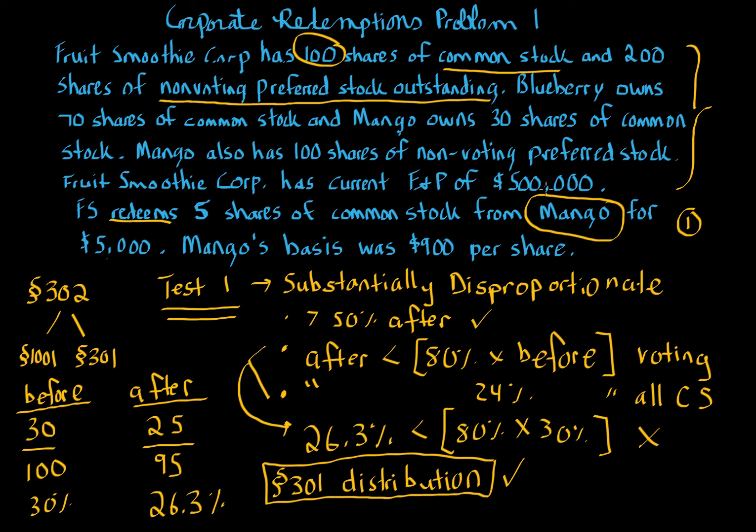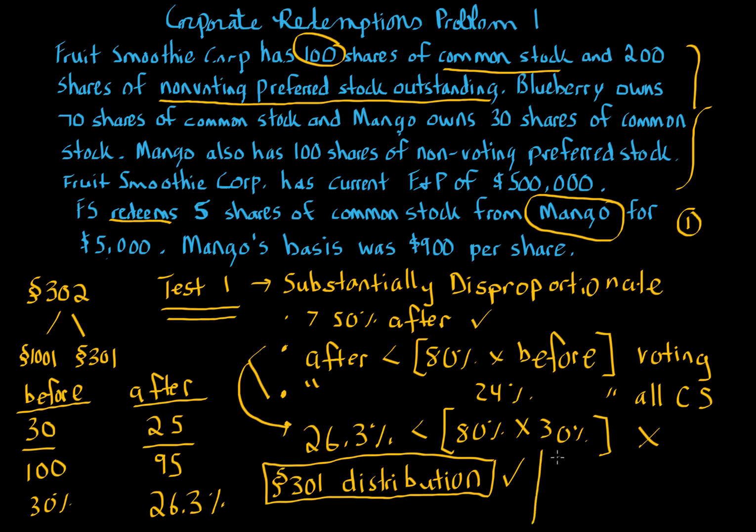We have E&P of $500,000. So it's going to be a dividend to Mango, and it's going to reduce accumulated E&P next year by the full amount of the $5,000.